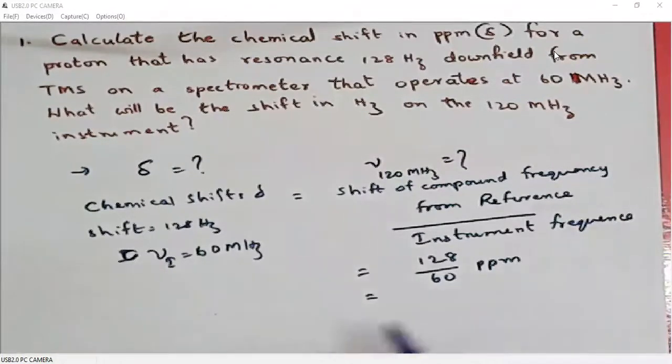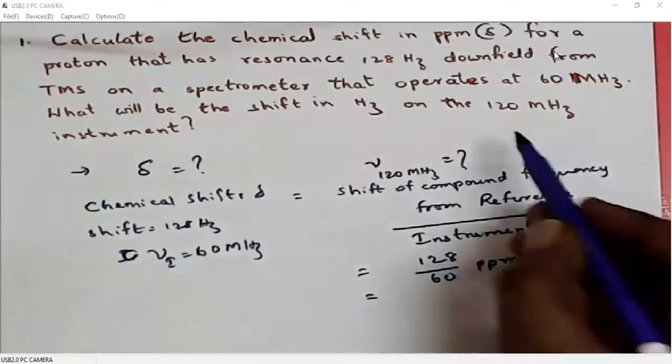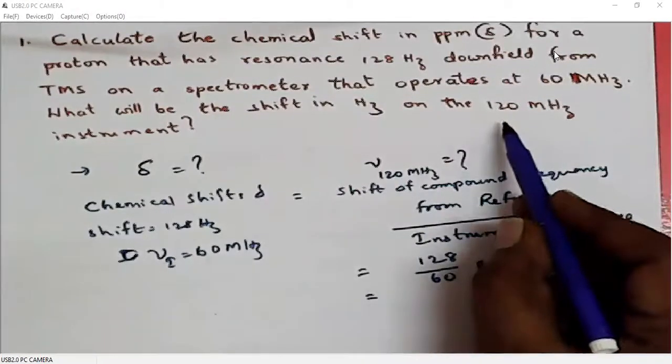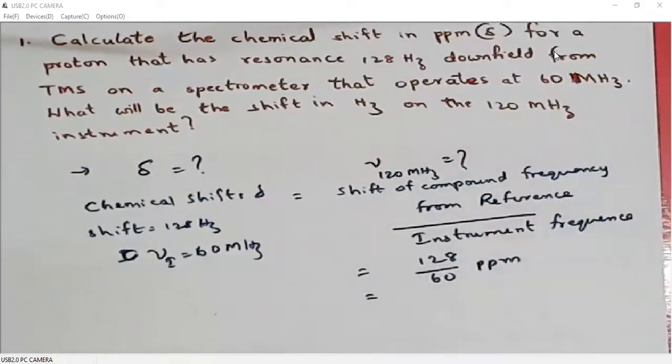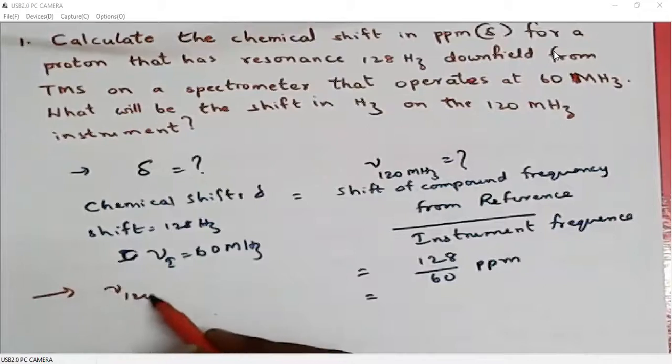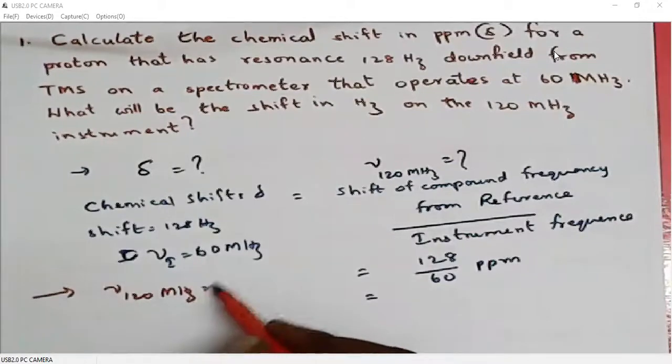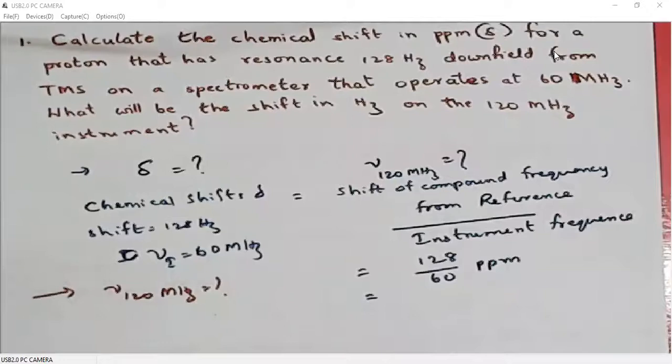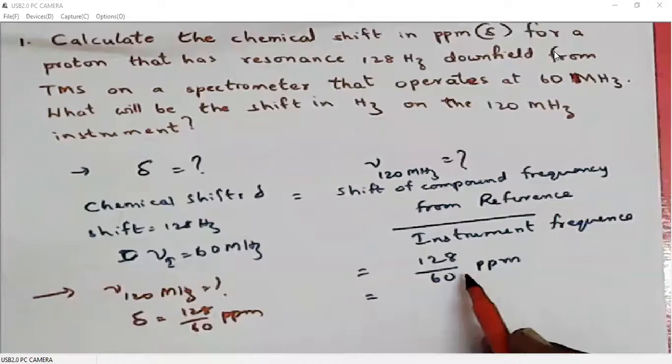When we want to calculate the frequency in an instrument which is operated at 120 megahertz, as we know, the delta value is constant irrespective of the magnetic field. That means the delta value will be 128 by 60 ppm in the 120 megahertz instrument also. So the delta value will be the same here and here.